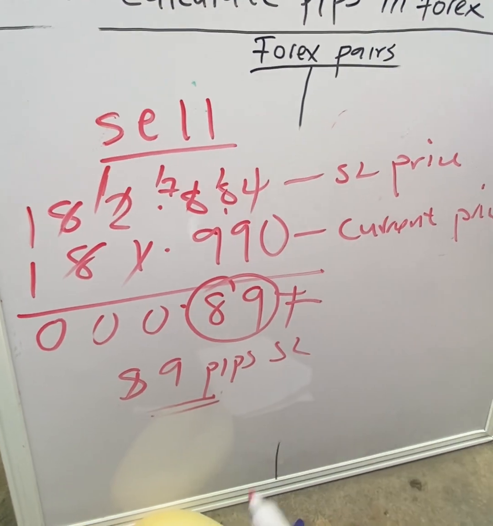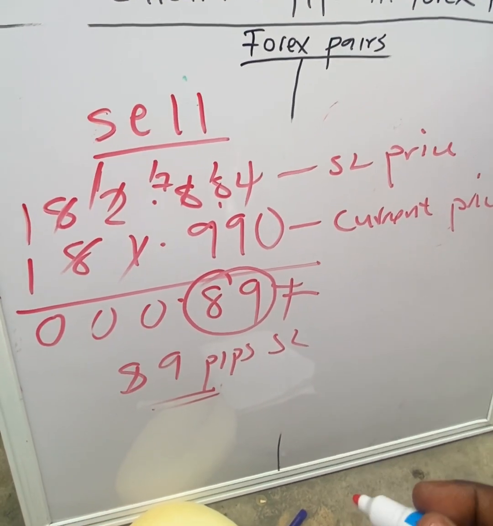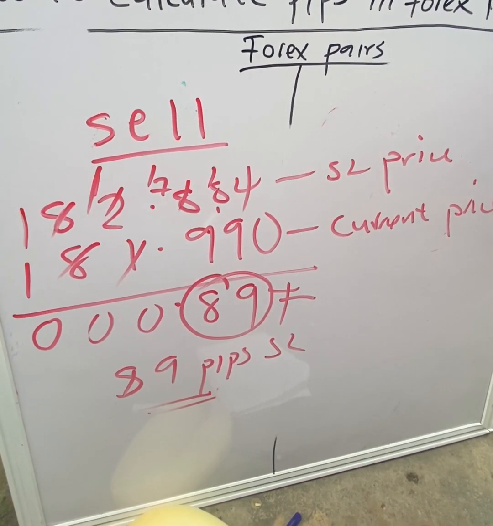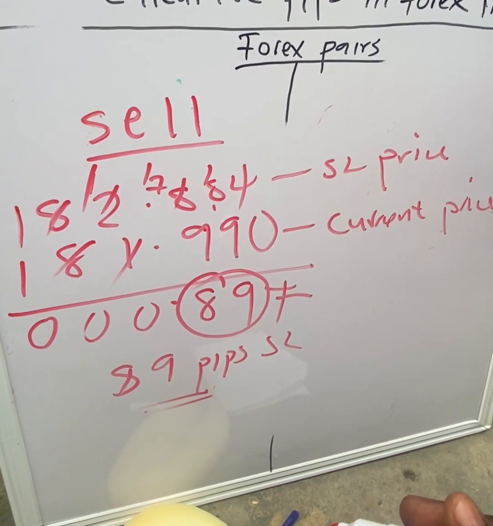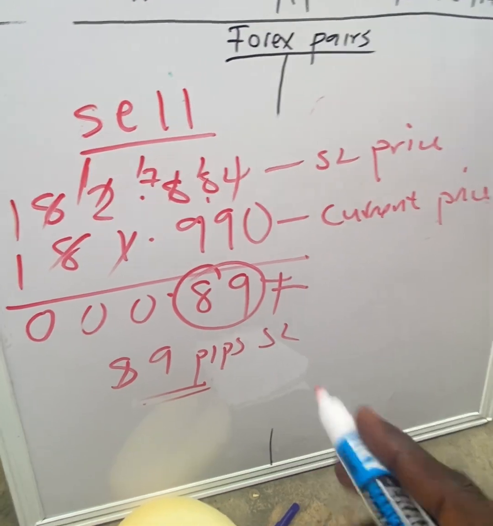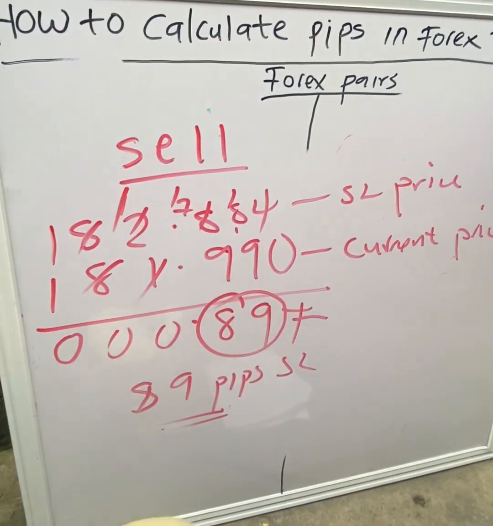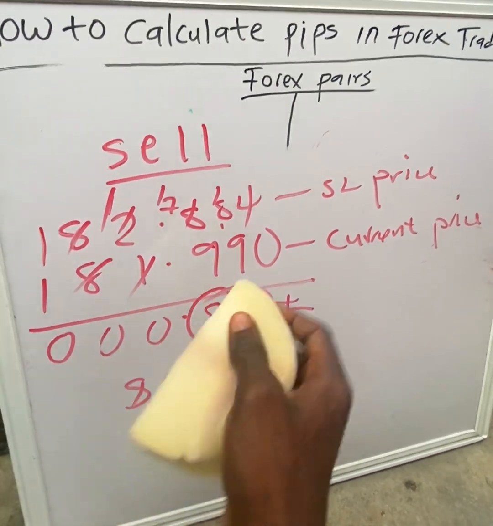So this is how you determine your stop loss, the amount of pips you're willing to risk whenever you get a signal from a mentor or from a Telegram channel, from anywhere. Or even if you want to take your trade personally, this is how to determine your stop loss.